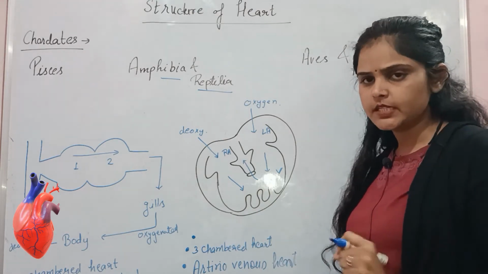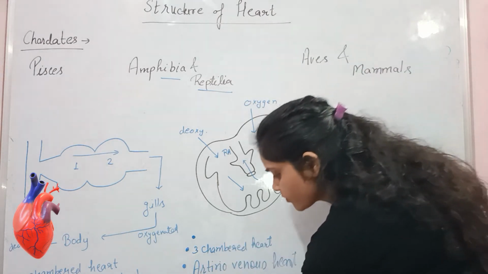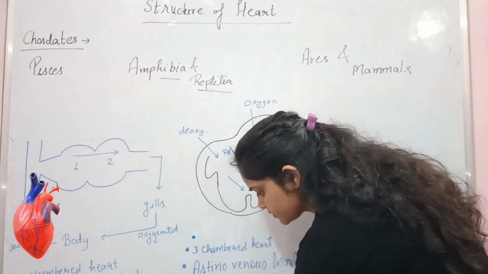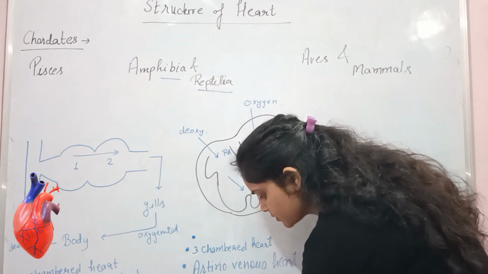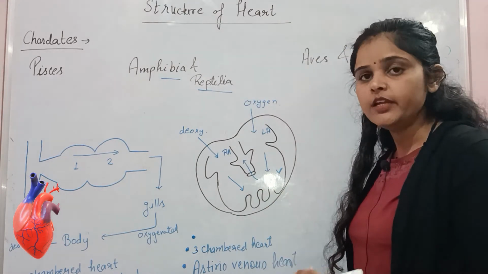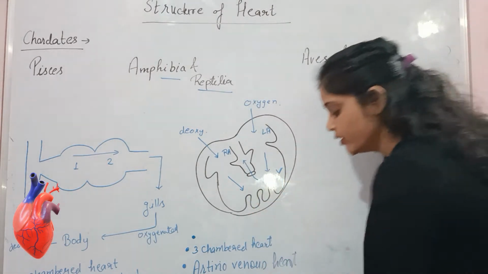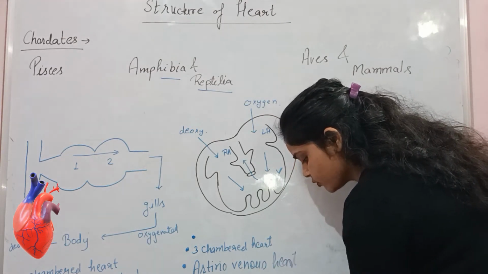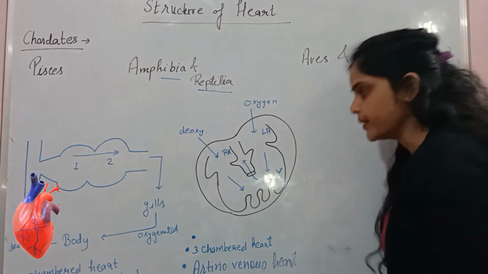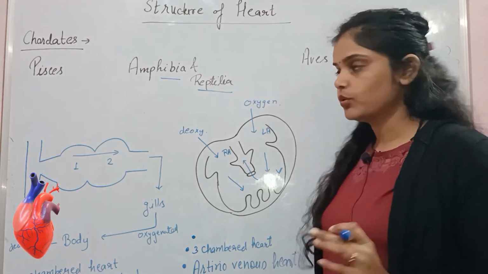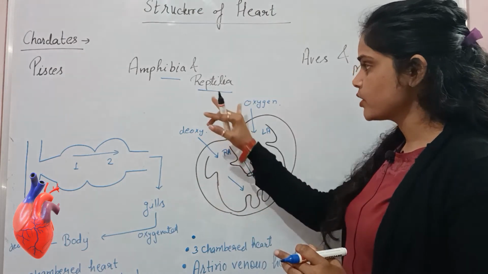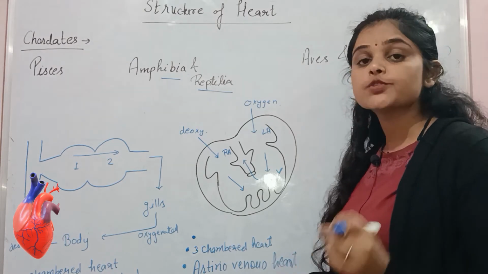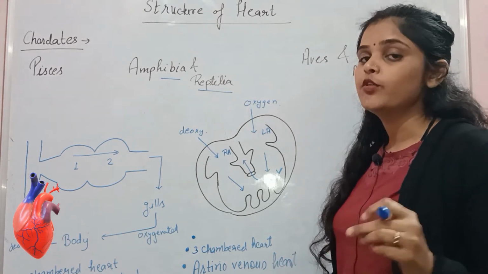One exception is seen if we talk about the crocodile. The crocodile has a four-chambered heart. So in amphibian reptilia, a three-chambered arteriovenous heart is present, and one exception is seen in the crocodile, which has a four-chambered heart.